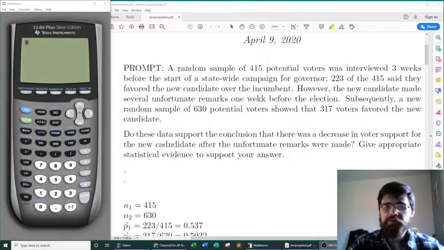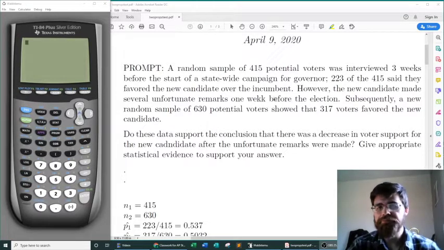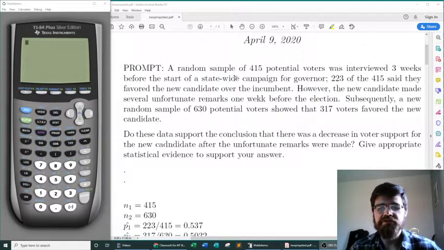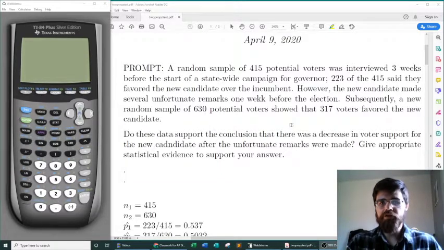In the last video, we approached this problem using a confidence interval, which was an okay way to do it, but this is a more formal method, which will give us a definitive answer of do we have significant evidence of a drop in favor or not.